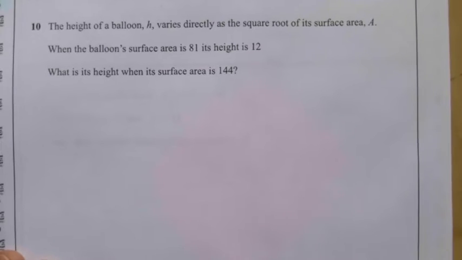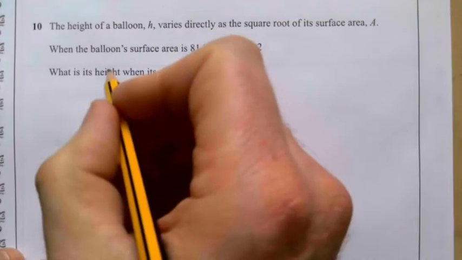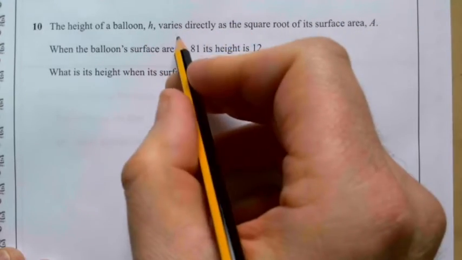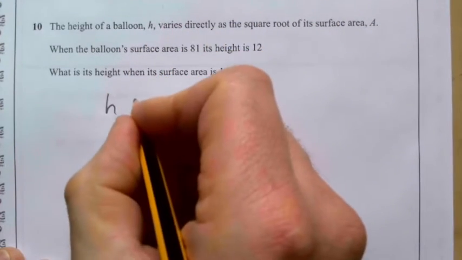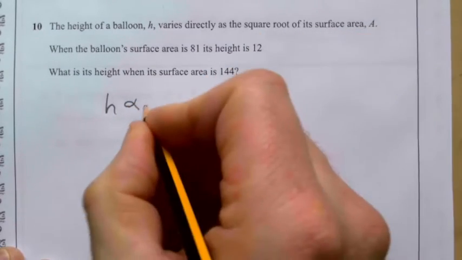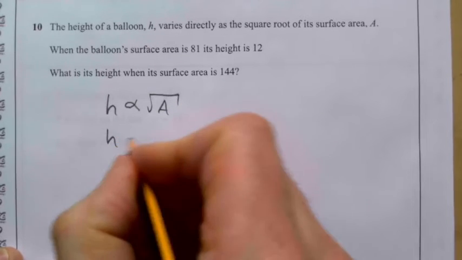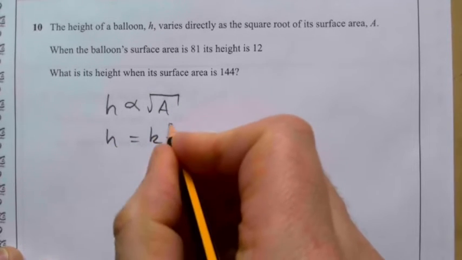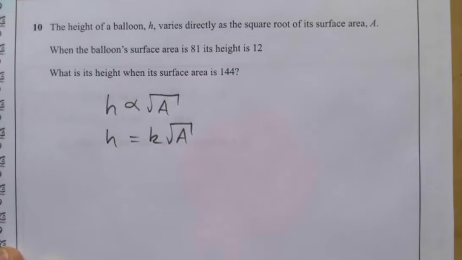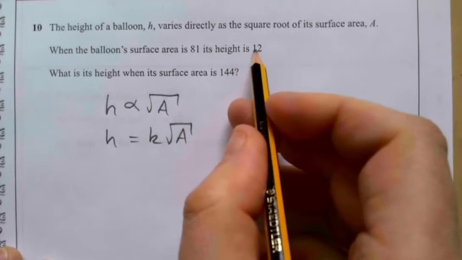Question 10. The height of a balloon h varies directly as the square root of its surface area. So the height of the balloon h is proportional to the square root of its surface area. That means h equals k times the square root of a. This information, when the balloon surface area is 81, its height is 12, is going to help us work out the k.